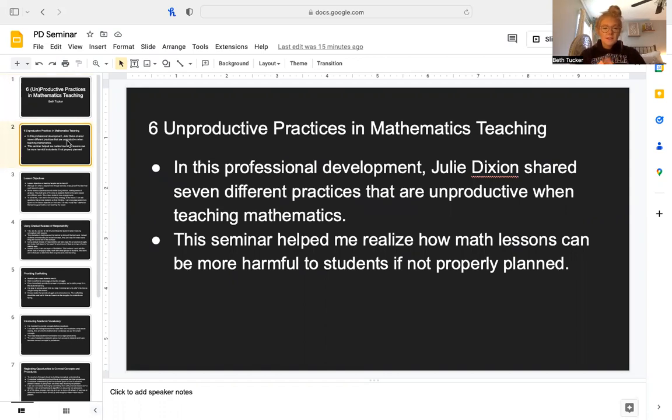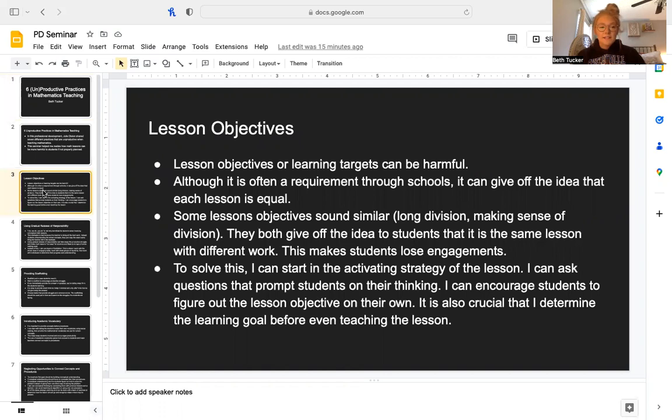Okay. In 6 unproductive practices in mathematics teaching, I listened to Julie Dixon share 7 different practices that are unproductive when teaching mathematics. For me, this seminar helped me realize that math lessons can be more harmful to students if they're not properly planned. So, the first unproductive practice is lesson objectives.